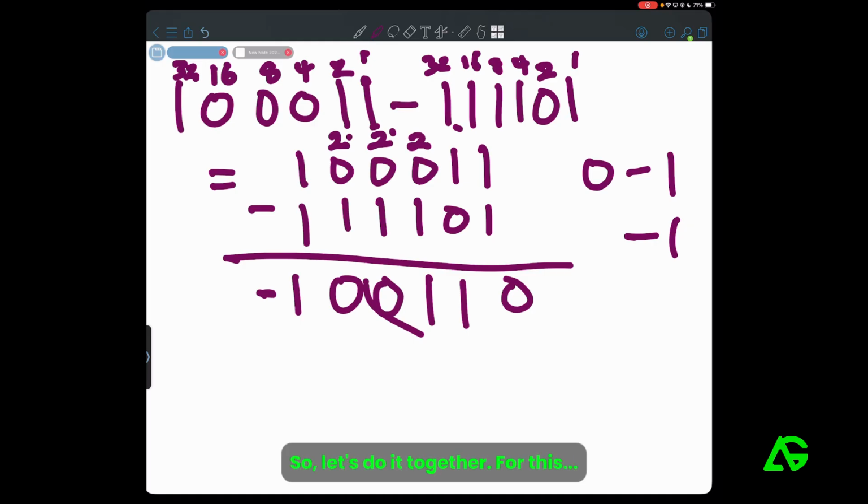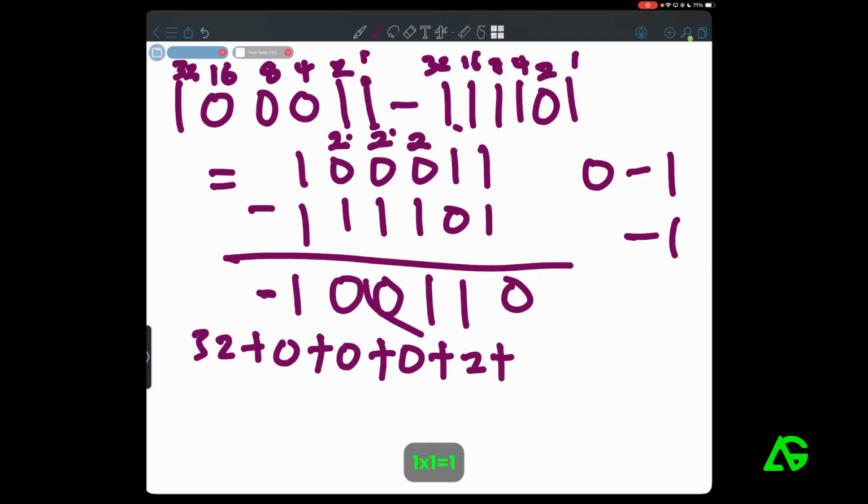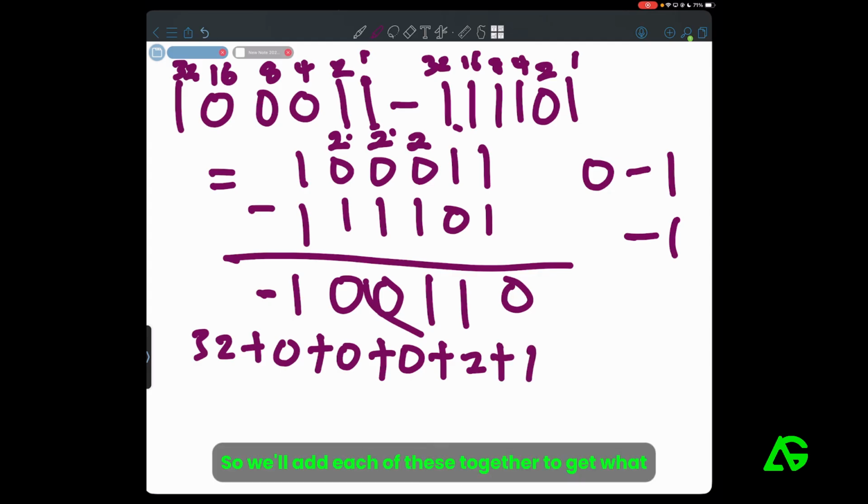For this, what are we going to have? 32 times 1 remains as 32, right? 16 times 0 is 0. Anything times 0 is 0. 8 times 0 is 0. 4 times 0 is 0. 2 times 1 is 2. 1 times 1 is 1. So we'll add each of these together to get what this one will be equivalent to in base 10.